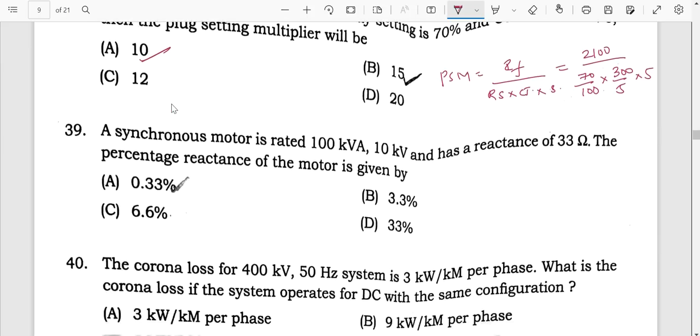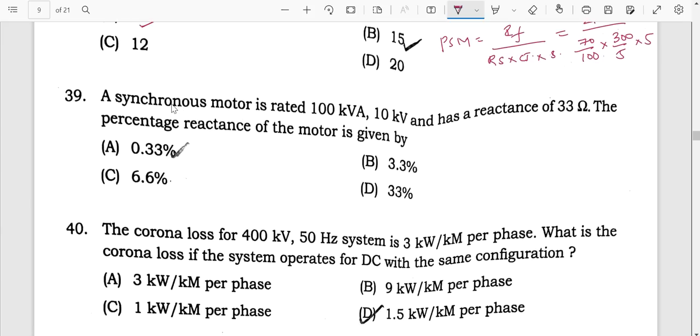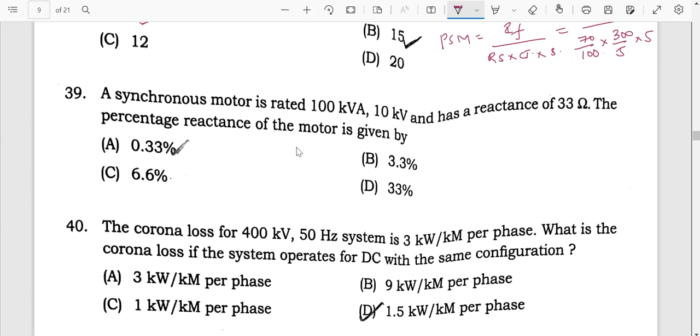Now next, this question: a synchronous motor is rated at 100 kVA, 10 kV, and has a reactance of 33 ohms. The percentage reactance of the motor is? First we find X per unit, which is X actual value divided by X base value. What is the X base value? X base is V base squared divided by S base. What is V base squared? 10 kV into 10 kV, divided by S base, which is the given 100 kVA.